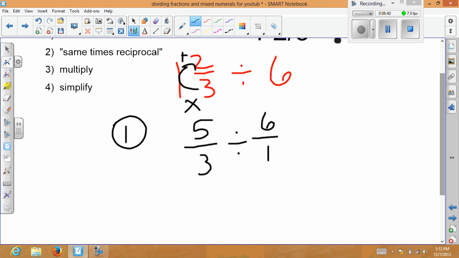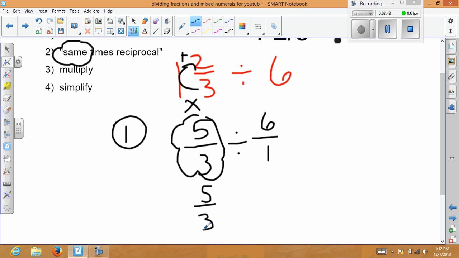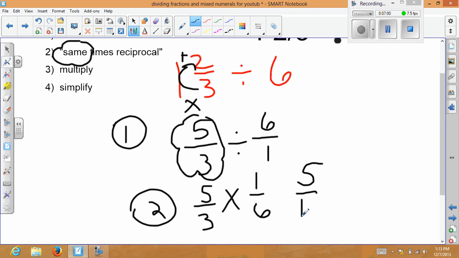Step 2, same times reciprocal. Remember, we have this force field, it never ever changes. So I'm going to have 5/3 times the reciprocal of 6/1, which is 1/6. So that's step 2. Multiply, step 3, straight across. 1 times 5 is 5, 3 times 6 is 18. And the last step, step 4, is to simplify.